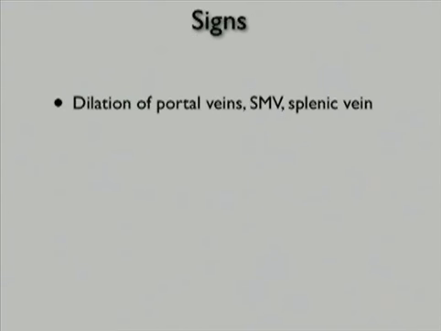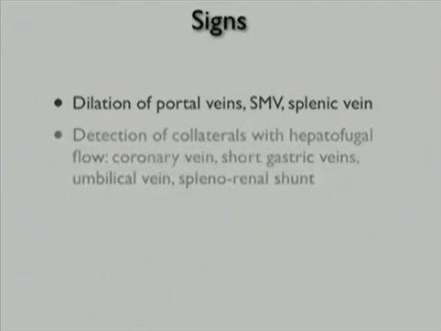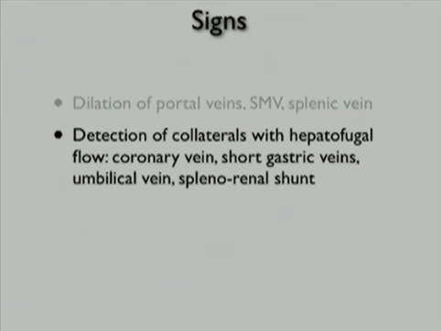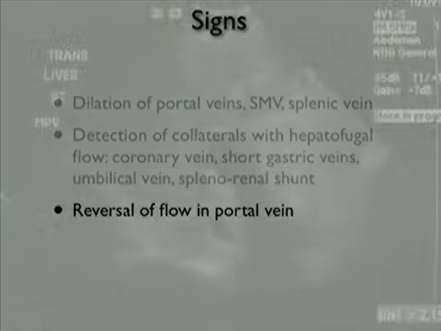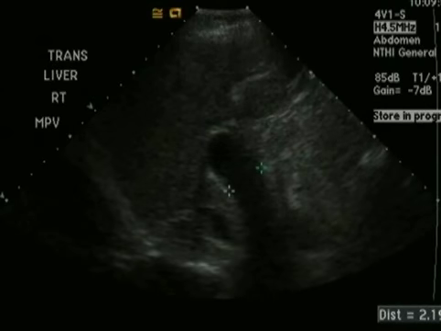of mercury. The signs include dilation of the portal veins, SMV and splenic vein, and detection of collaterals with hepatofugal flow. And these collaterals are myriad, including the coronary vein, the short gastric veins, the umbilical vein, or spontaneous splenorenal shunts. And the most commonly seen or looked for sign, reversal of flow in the portal vein.